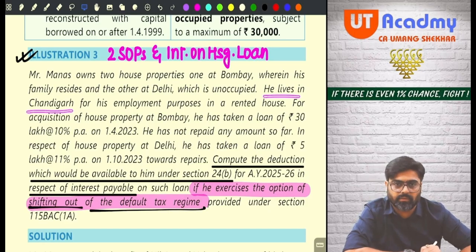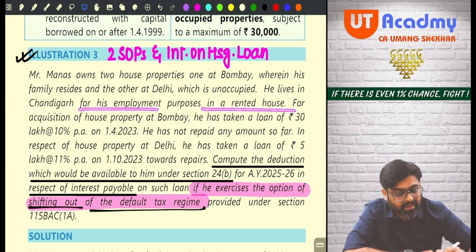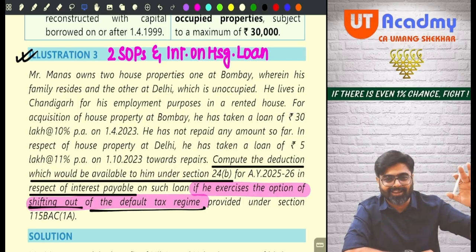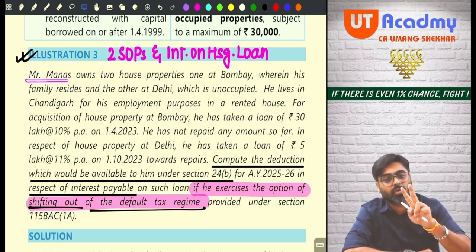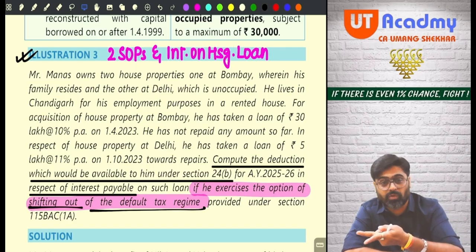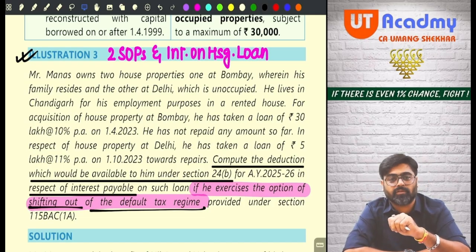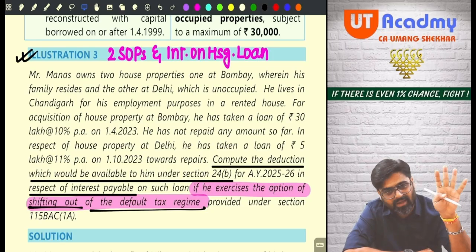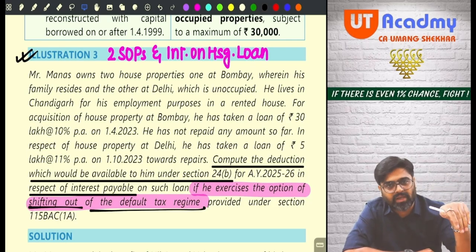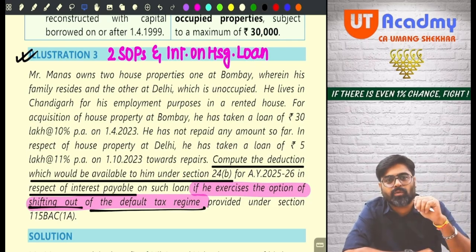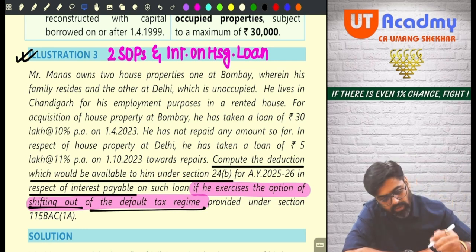He lives in Chandigarh. Oh, third place, Chandigarh. For his employment purpose in a rented house. Thank God in Chandigarh he is not having his own house. So Manas is having only two houses which he owns. One in Bombay, one in Delhi. And both the houses are SOPs. Yes or no? Chandigarh is the rented house. He is not the owner of that house. So forget about Chandigarh house. Chandigarh house will not come under the head house property because it is his rented house. He does not own that house. Getting my point? Next one.